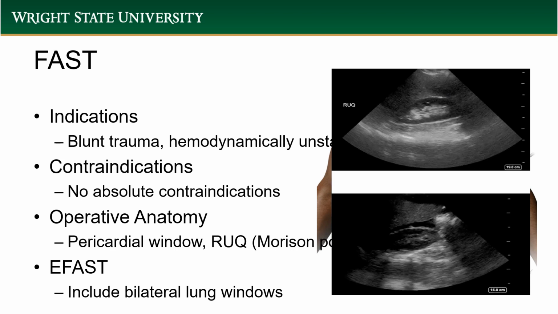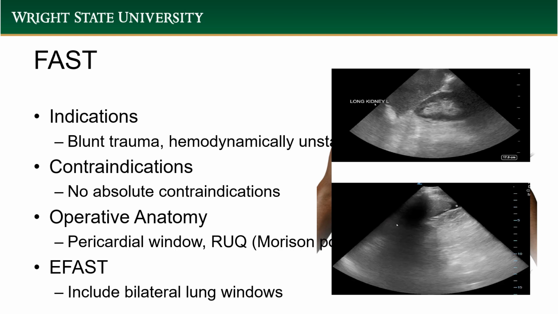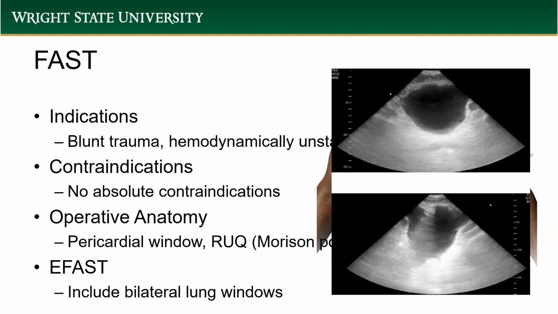Next, we have the right upper quadrant. We can see Morrison's pouch here, fluid accumulating right in Morrison's pouch. Next, we have the left upper quadrant, and here we see a little bit of fluid accumulation in our splenorenal space. Then we have the suprapubic window, bladder window. Here we can see some rupture of the bladder.